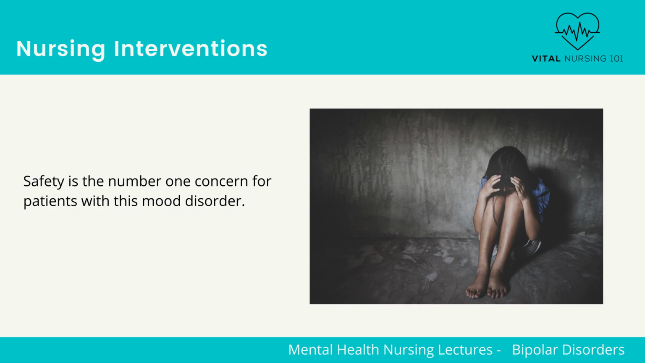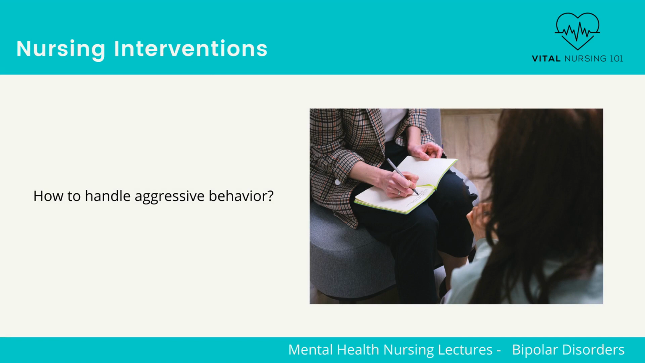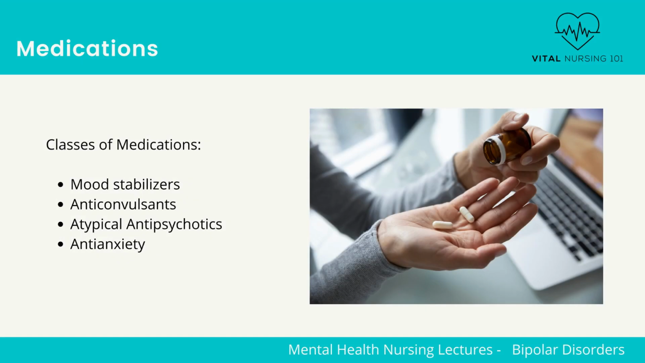Now, let's say your patient is starting to become aggressive towards you or a staff member. What is one intervention you would do? Here are 2 interventions you could use. Encourage the client to talk out instead of acting out feelings of frustration, and assist the client in identifying feelings of frustration and aggression. Now let's talk about medications.